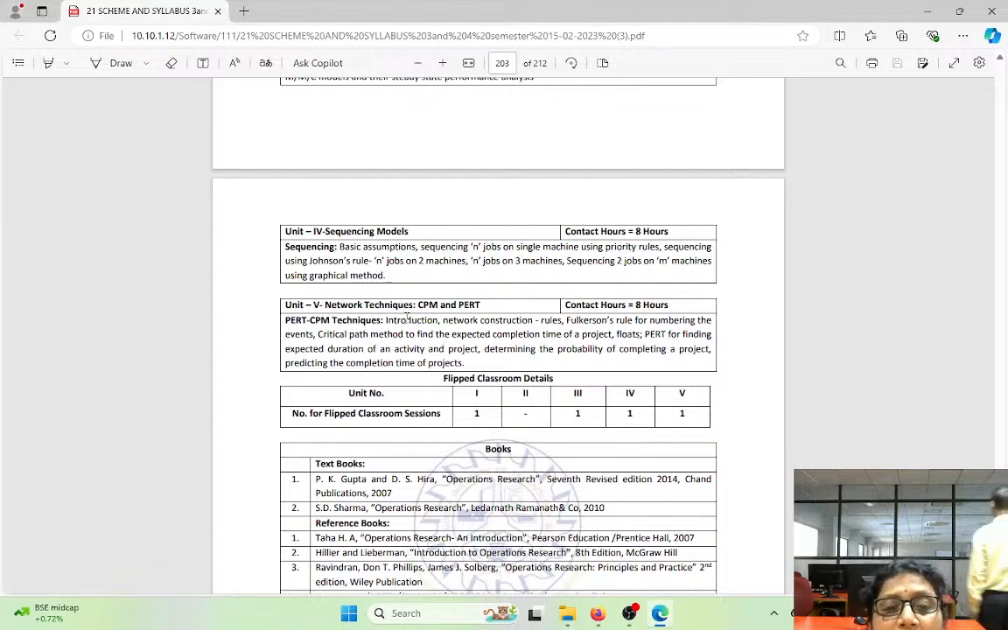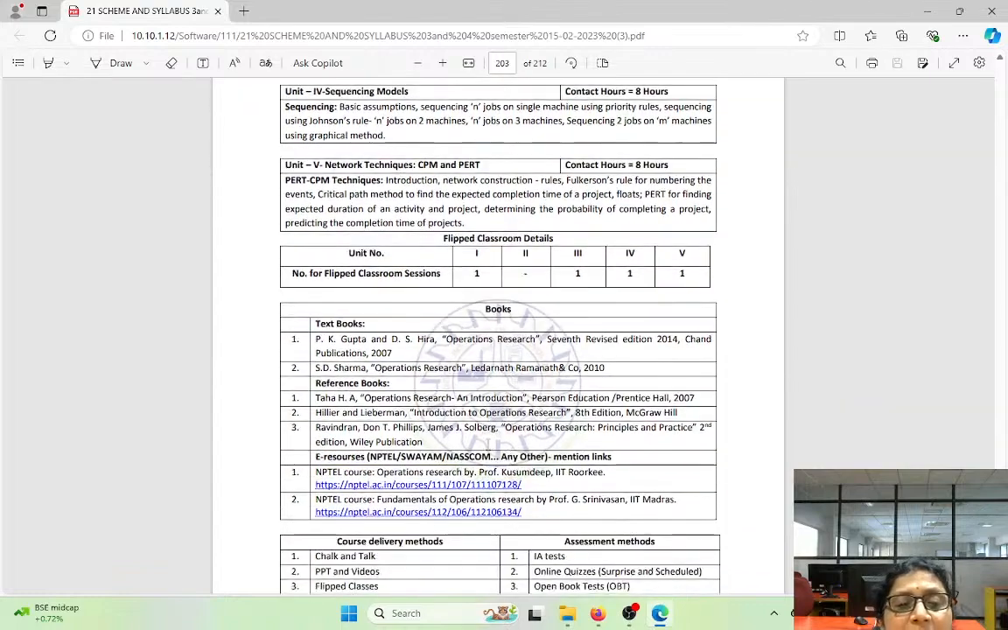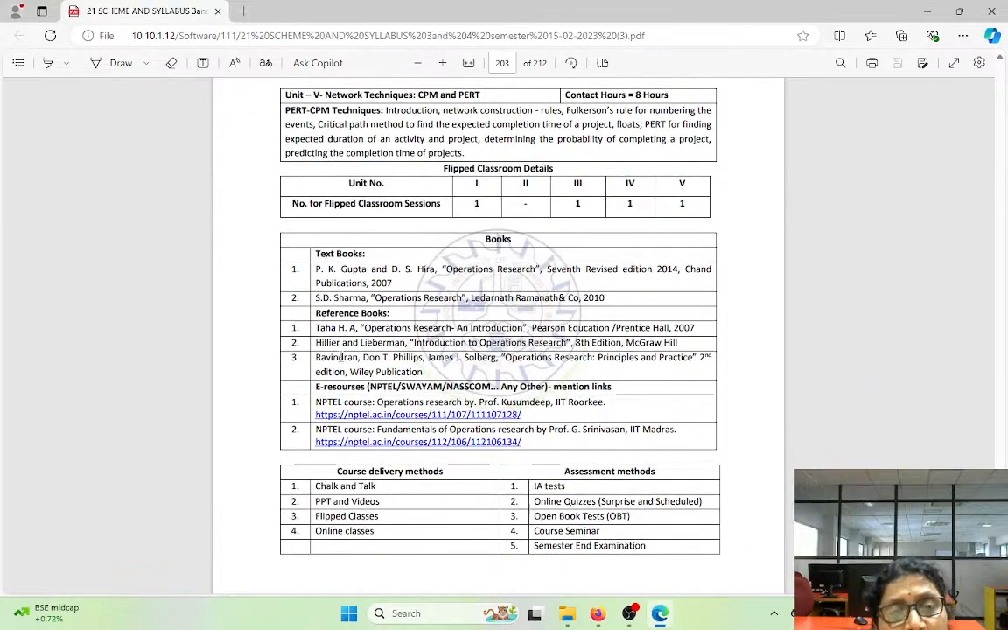Okay, where we are going to find out the probability of completing the project, or how many days are required to complete the project, or the percentage of completion of the project, with the given constraints. That we are going to learn in network technique, or unit 5. As you already know, flipped classes will be conducted for this. Then the reference books as well as textbooks are given in the syllabus. You can go through that.